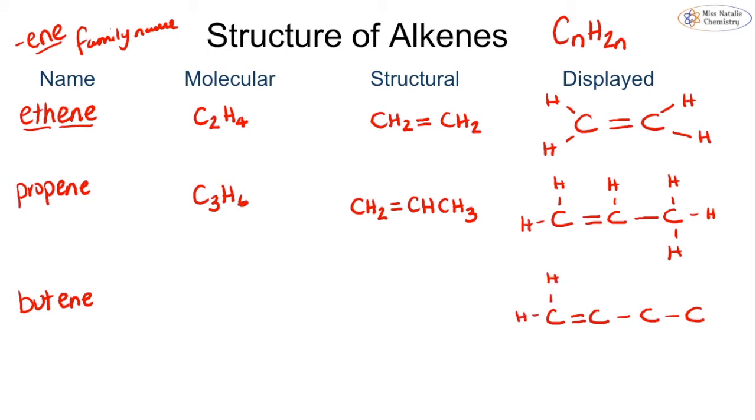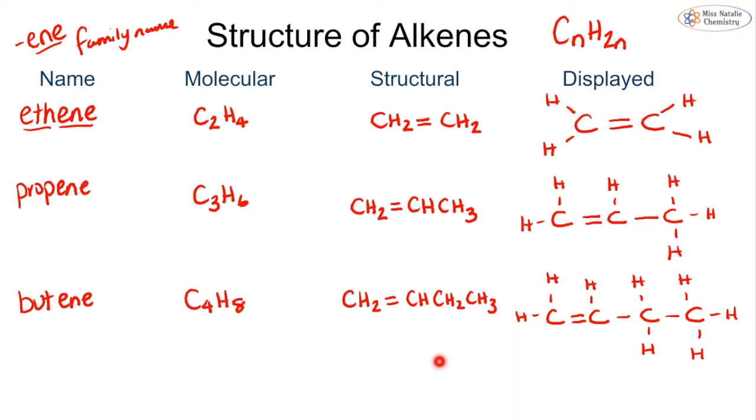And then we put in all of our hydrogens, making sure that every carbon has no more than 4 bonds. And we write out our structural formula, which is CH2, we show our double bond, we have CH, a CH2, and a CH3. And then we count up our carbons and hydrogens, and that gives us C4H8, again fitting in with our general formula of CnH2n.